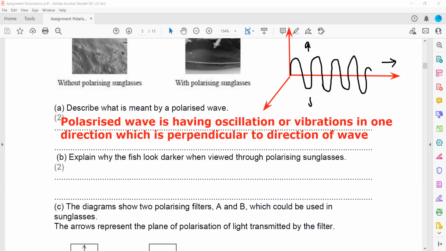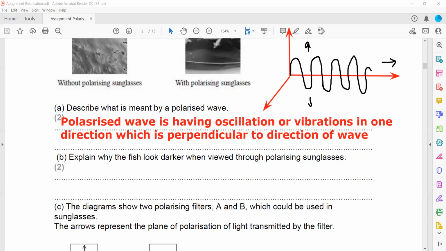Or you can also say the polarized wave has oscillation or vibration in one plane, and that plane includes, if we mention the plane, because there are two ways. If you only mention a vibration direction, like a polarized wave having oscillation or vibration in one direction that is perpendicular to the direction of the wave, that is one way to explain. Or if you mention a polarized wave has vibration or oscillation in one plane, when we mention the plane, it means we mention the axis, the region, which includes the direction of wave travel, that will also give you the mark.